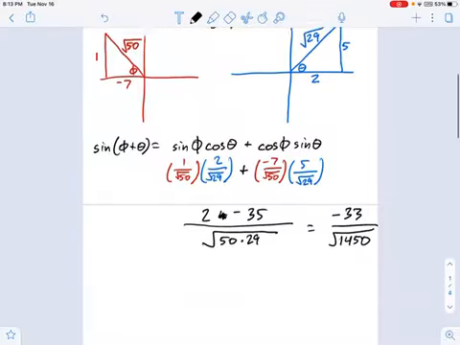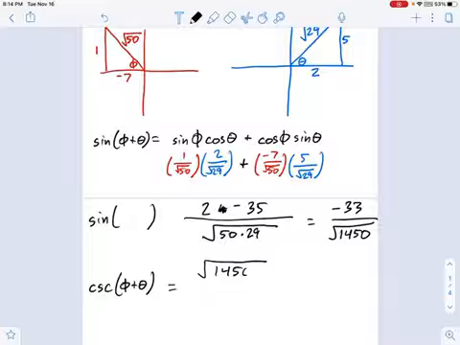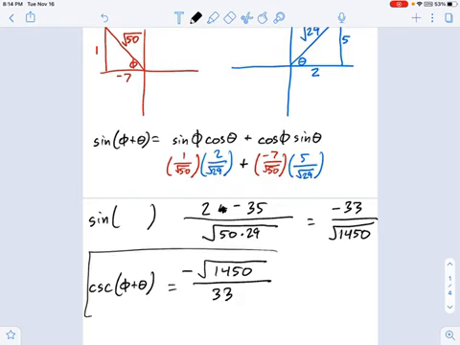And now, remember, that's sine of the angle, and I wanted cosecant of phi plus theta, which means we just flip that fraction upside down, and we're done. Okay, that's going to be the square root of 1450 over -33. I really think that could be simplified. I'm sure of it. But for now, I'm just going to say this, and if you want to simplify that radical, see what that can turn into, maybe factor it into a factor tree. I think 25 is a good idea to try. You could simplify this a little more.